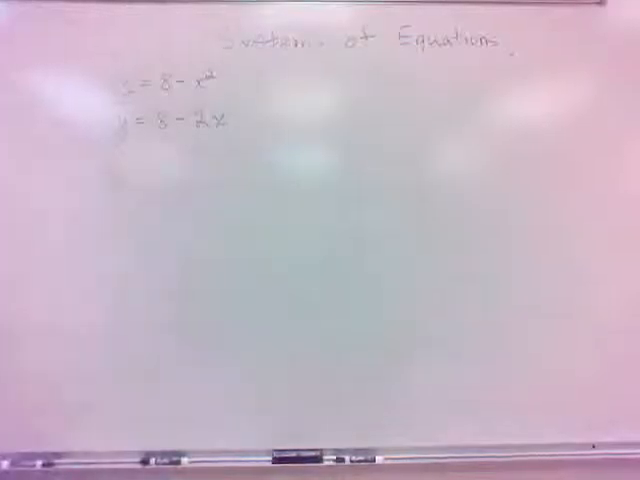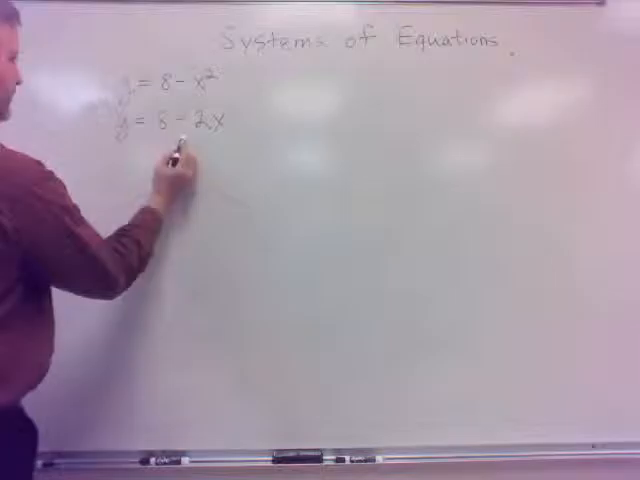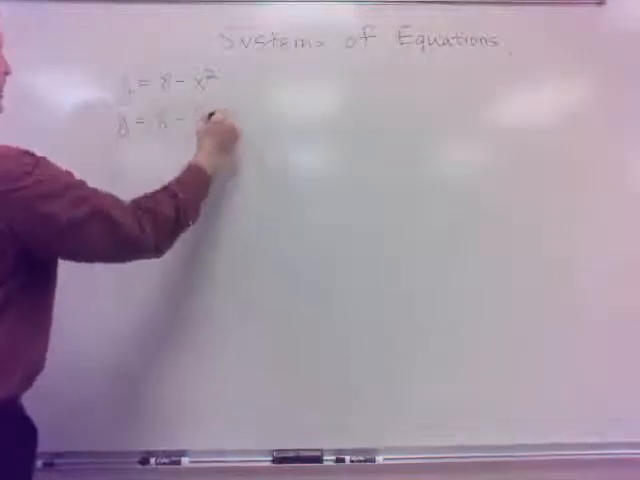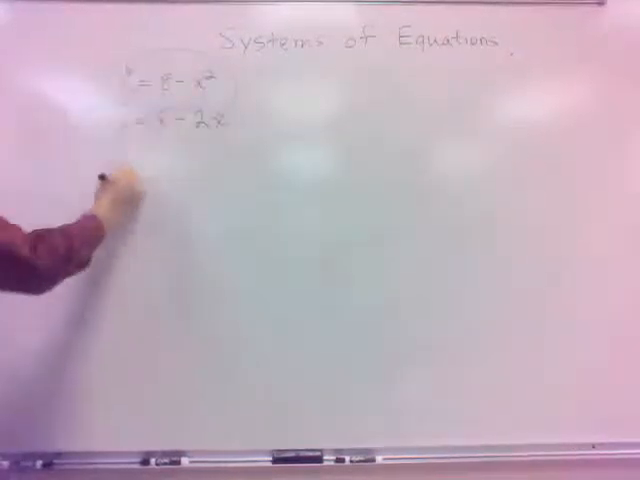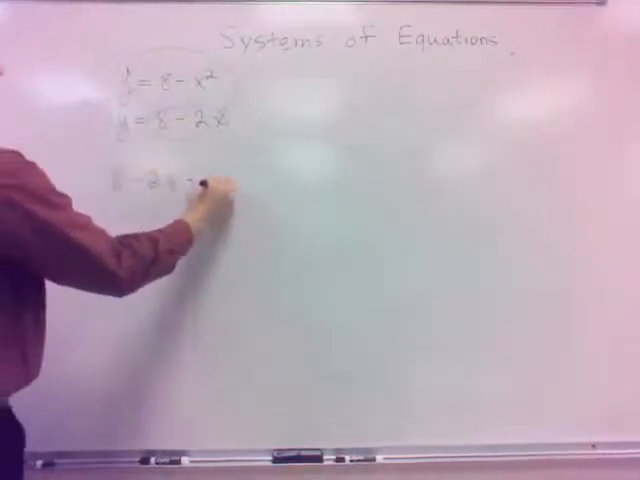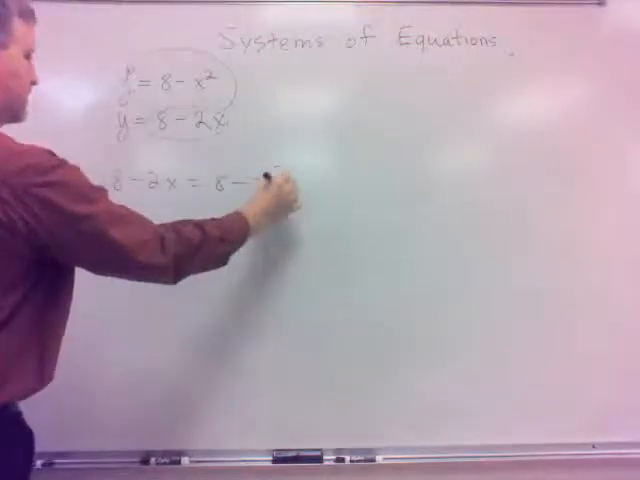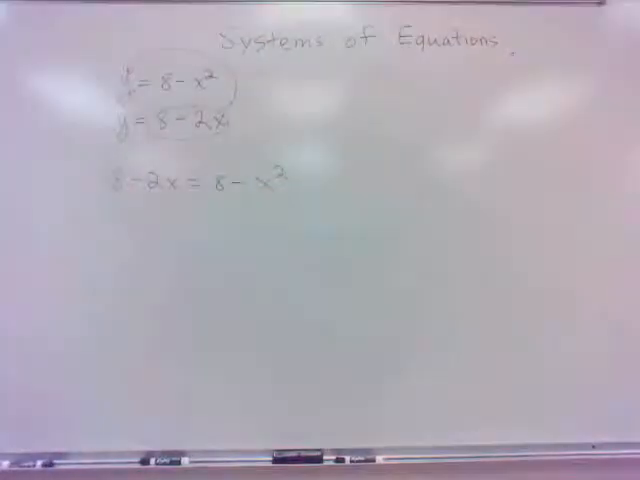Well, we've seen this type a couple of times already before, so what do you think? Solve by, what do you want to do? Substitute? I think so, yeah. Because I've got y equals here, so I can substitute it for y up here. 8 minus 2x equals 8 minus x squared. Well, that was a little bit different looking.